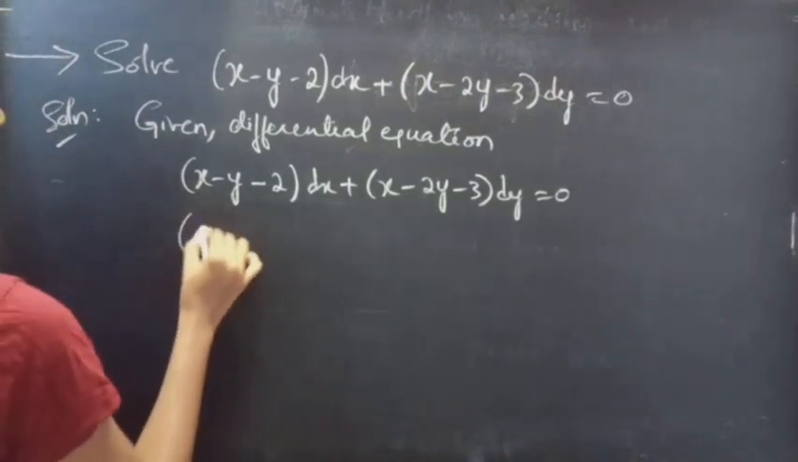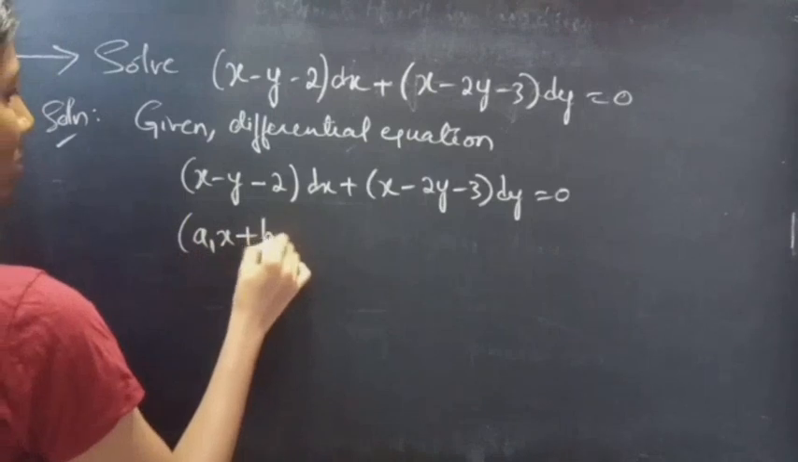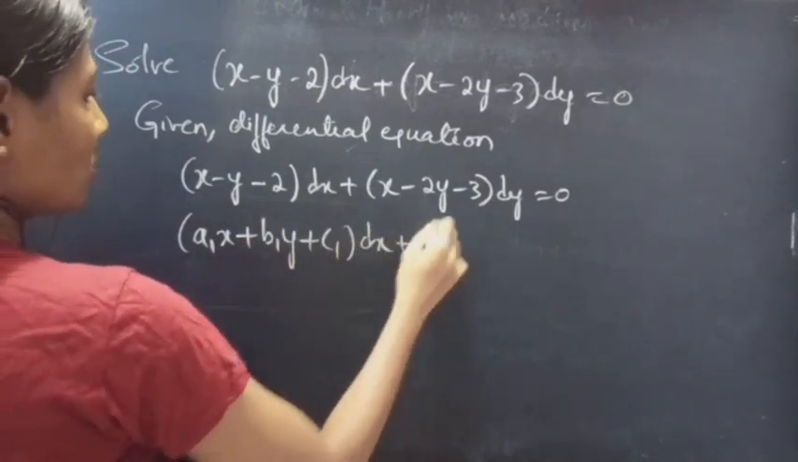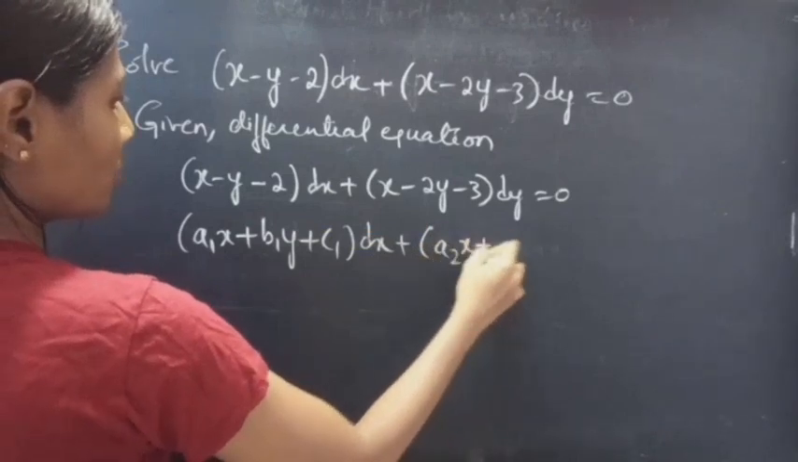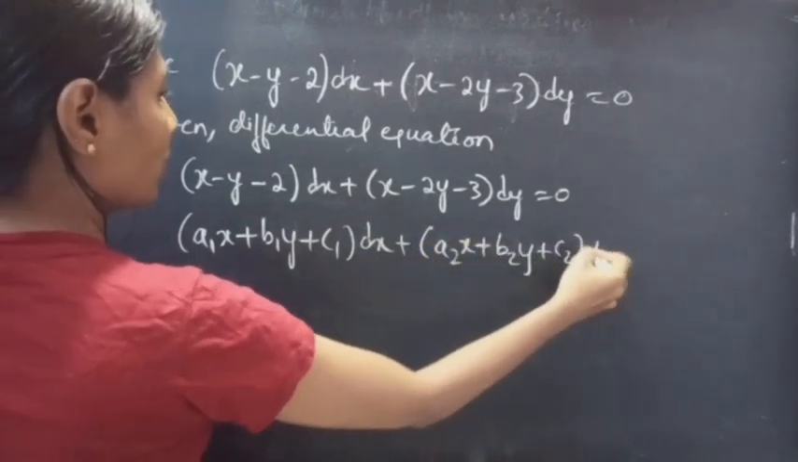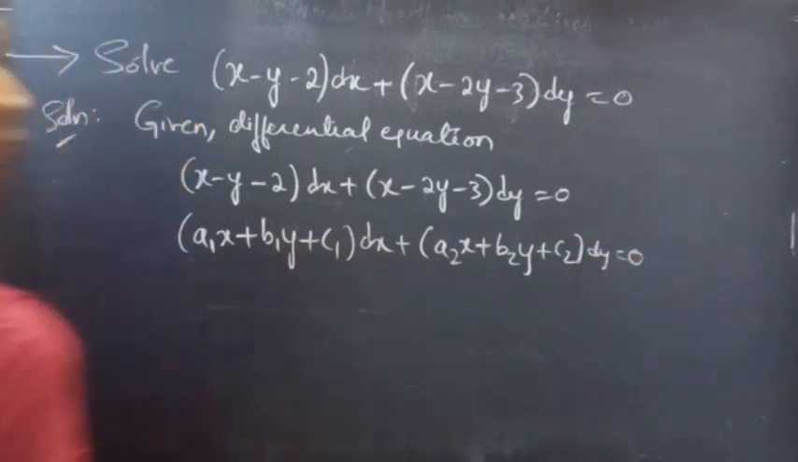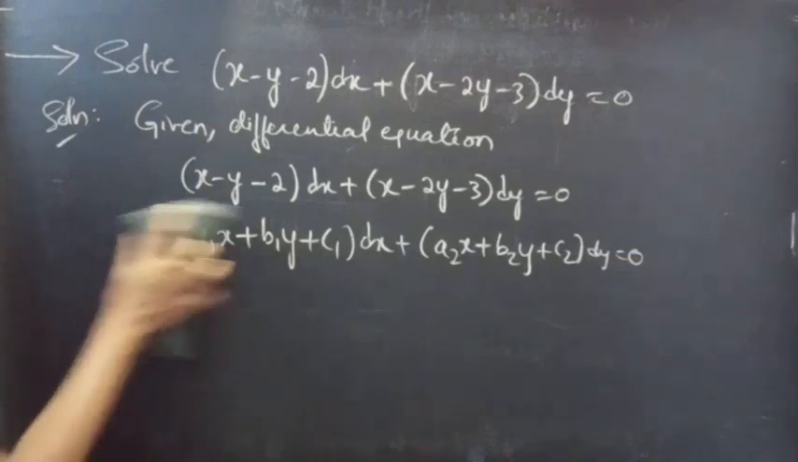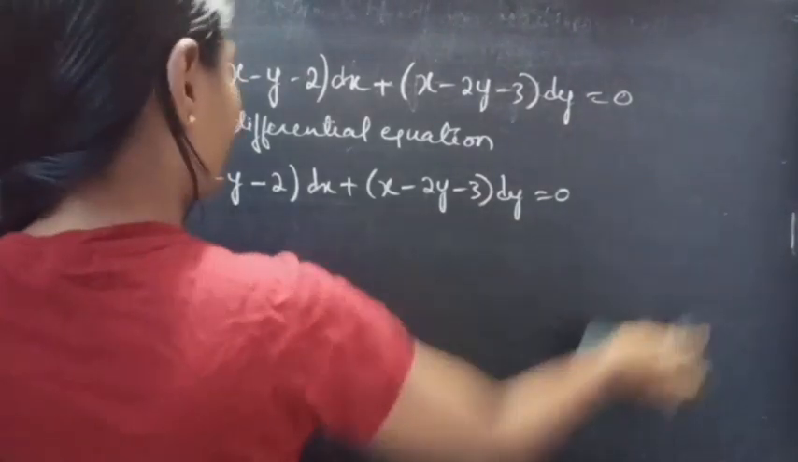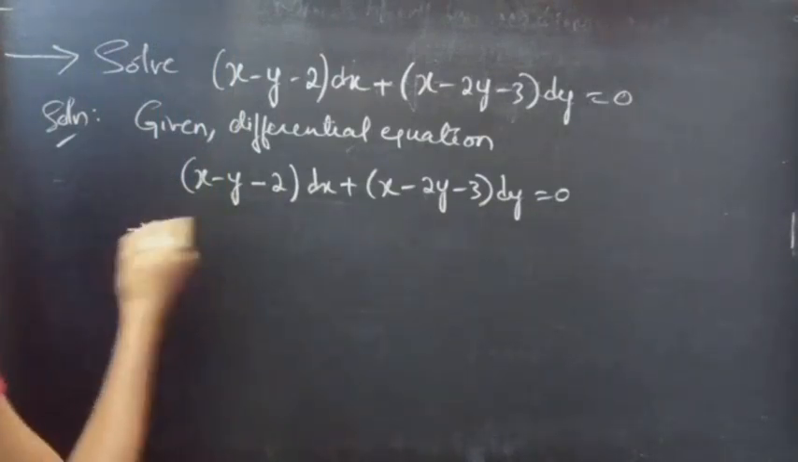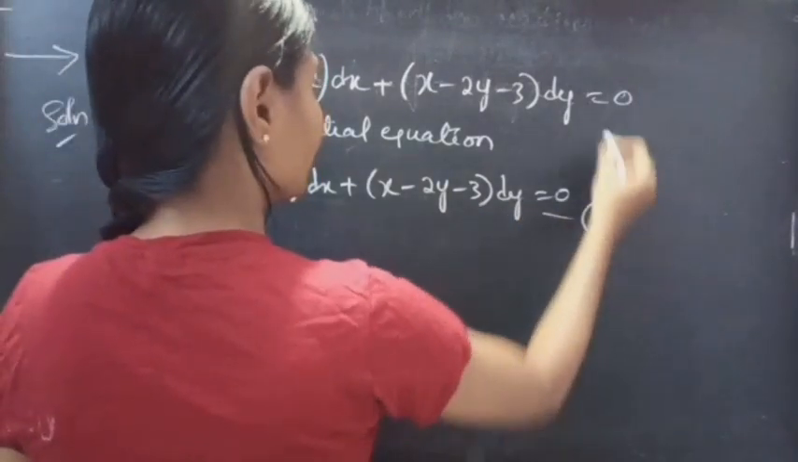which is in (a1x + b1y + c1) dx + (a2x + b2y + c2) dy = 0 form, right? Which is in non-homogeneous differential equation form. Fine. Now you can write this equation as, consider the given equation as equation 1.